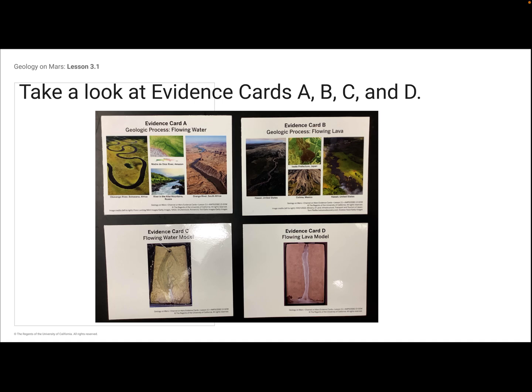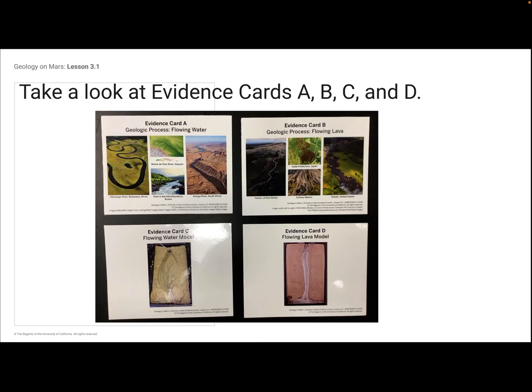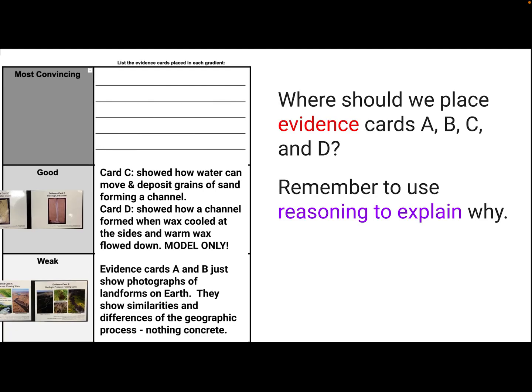And since they both are evidence that show that either one of those could form a channel, we can't put that in the most convincing because there's only one answer, only one claim that can be right. And this one shows that both of them could be. But it's actually really good evidence because it literally shows us the formation of those channels. And so we're going to go ahead and put that in the good evidence. And the thing that you need to remember is the limitation of evidence cards C and D is that they're models.